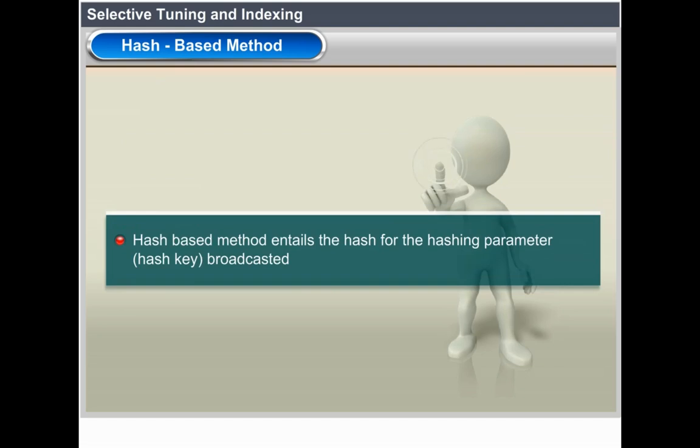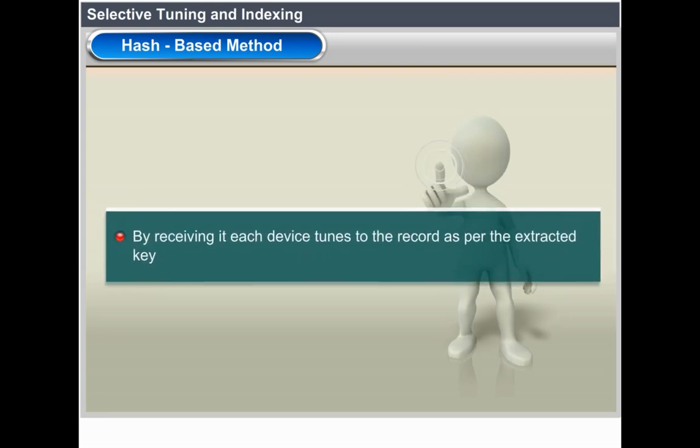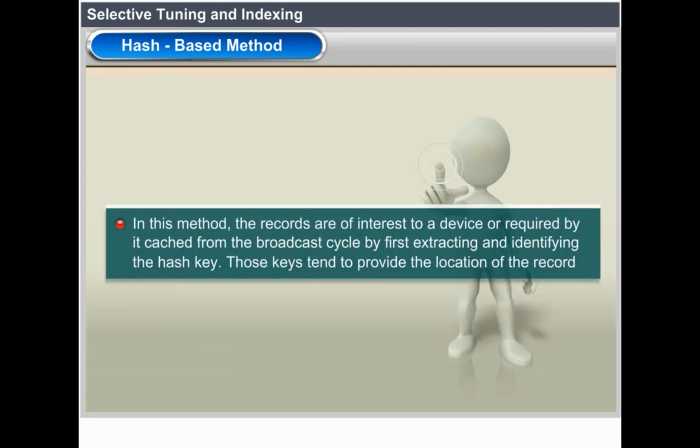The hash-based method entails that the hash for the hashing parameter, the hash key, is broadcast. Each device receives it and tunes to the record as per the extracted key. In this method, the records that are of interest to a device, or those required by it, are cached from the broadcast cycle by first extracting and identifying the hash key, which provides the location of the record.